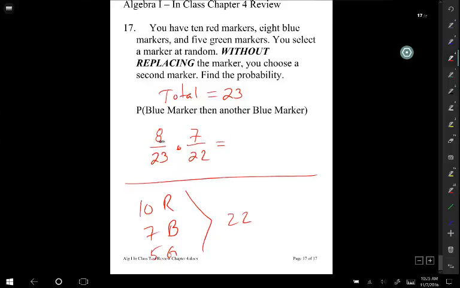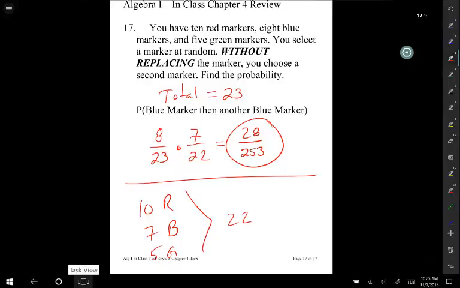So then we're going to take that 56 divided by that big number and figure out what the percentage is. So we take 8 divided by 23 times 7 divided by 22, and then we're going to go to our math function and convert that into a fraction, and it's going to tell us 28 out of 253. Okay? So, I'm going to save this for you, so you'll have it as a review guide for our test tomorrow. But that pretty much, folks, is your review.